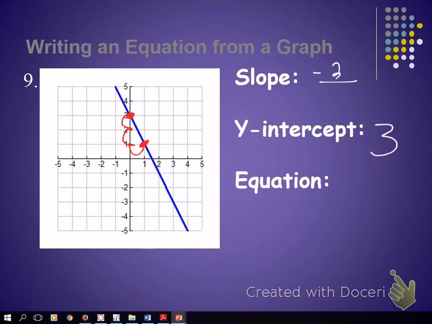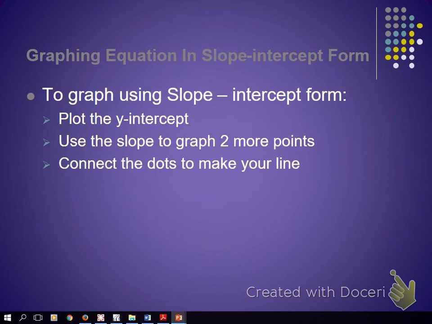Down 2 is negative 2. I need to go right 1. Right 1 is positive 1. So the slope is negative 2 over 1. So that means my equation is going to be negative 2 over 1, yes, but we drop the 1, and when we put it in the equation, we make it negative 2x plus 3. Okay? This is how you'll see it written most often. So you kind of need to get used to that. All right. Now, we want to be able to use the equation of the line to come up with a graph. So we're going to kind of go in reverse.